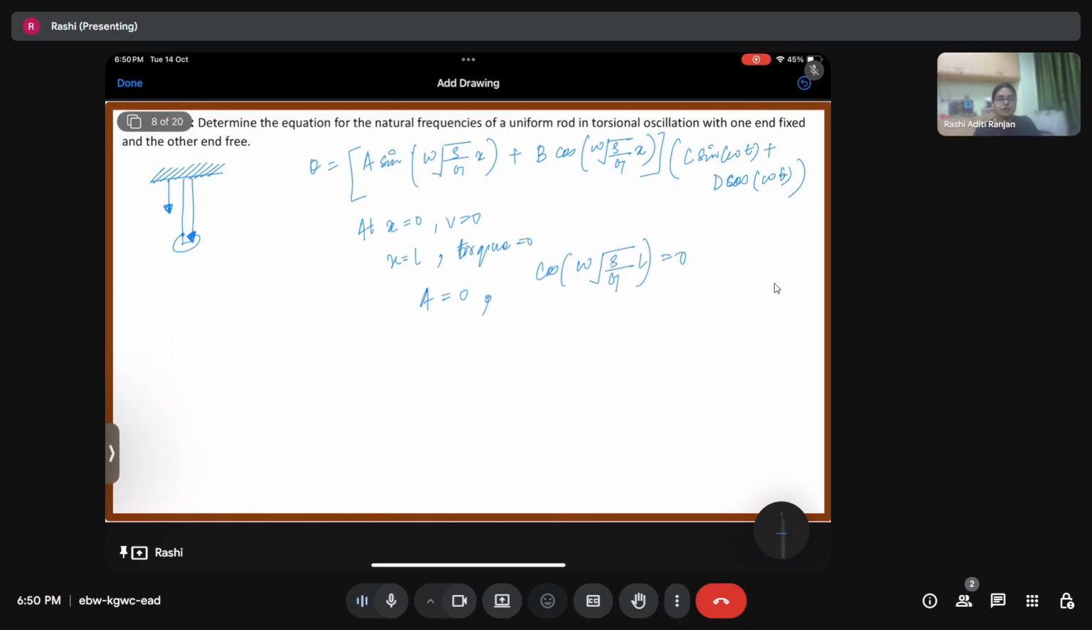Both the boundary conditions are going to give us this expression. Now, if we use this expression, see again, we have the cos of something equal to 0. When we look into the cos graph, how is it? Cos of 0 is what? 1.